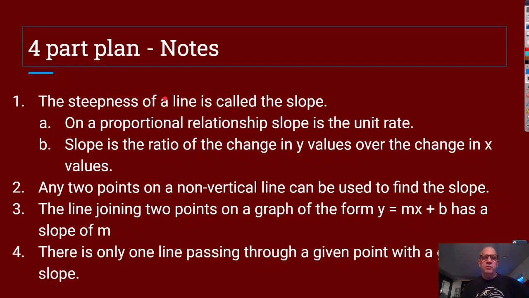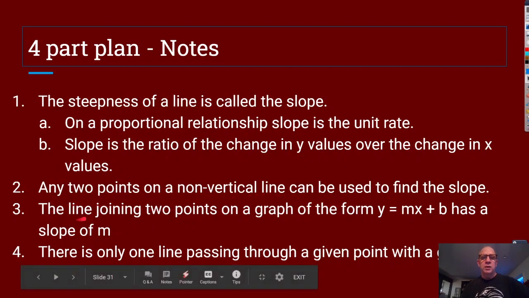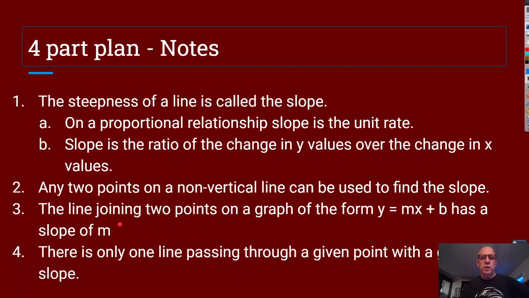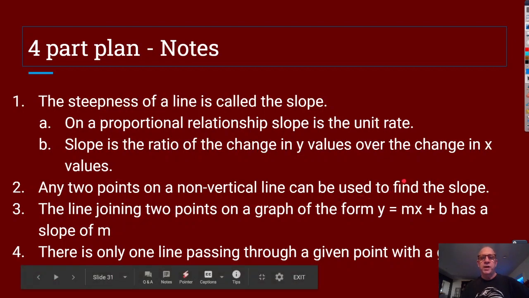So the steepness of a line is called a slope. On a proportional relationship, slope is the unit rate. Slope is the ratio of the change in the y values over the change in the x values. Any 2 points on a non-vertical line can be used to find the slope, and the line joining 2 points on a graph of the form y equals mx plus b has a slope of m. There's only one line passing through any given point with a given slope. That's what we're going to learn today.